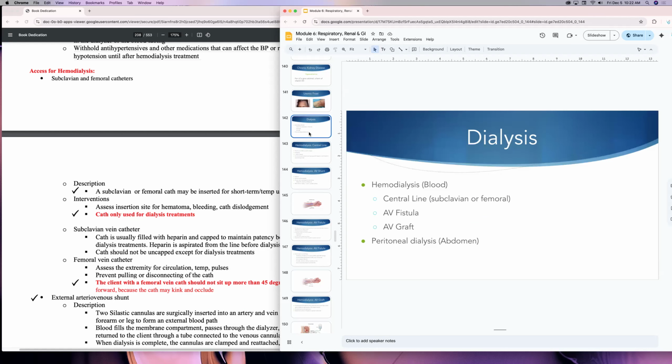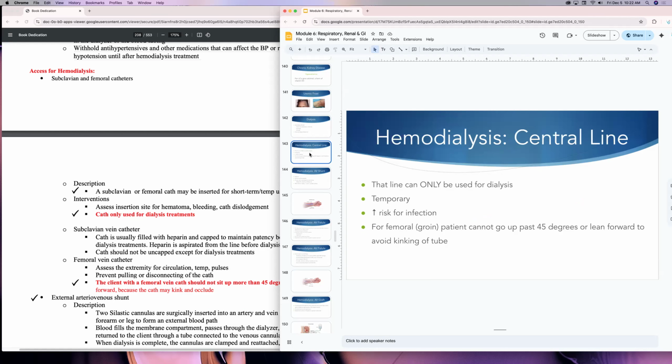So let's go back. So dialysis access, let's talk about central lines. So central lines are basically an IV, and if a central line is placed for dialysis, you can only use that central line for dialysis. So we can't use that central line to give fluids and IV antibiotics and medications and electrolyte replacement. The only way we can use a central line for dialysis for something else is if the doctor gives us an order. Okay, so remember that for your nursing career.